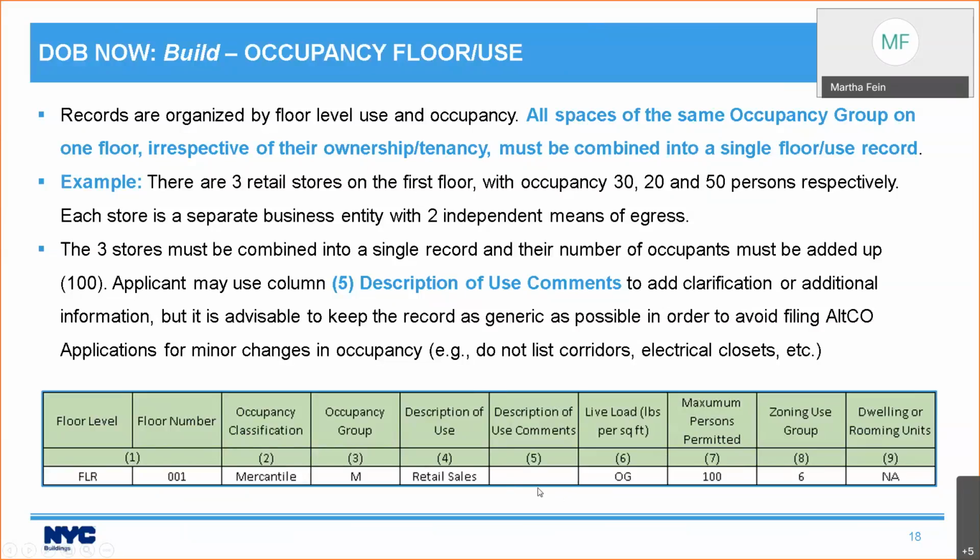Description of use comments. This is not a required field, but you can use it to add clarification or additional information. However, and this is important to understand, it's advisable to keep the record as generic as possible so you can avoid filing Alt-CO applications. Alt-CO is the new term for Alt-1. So you can avoid filing Alt-CO applications for minor changes in occupancy. So for example, don't list corridors, electrical closets, etc. And this is for future occupancies. We understand that you couldn't control what other people put in the past. This is for future occupancies.